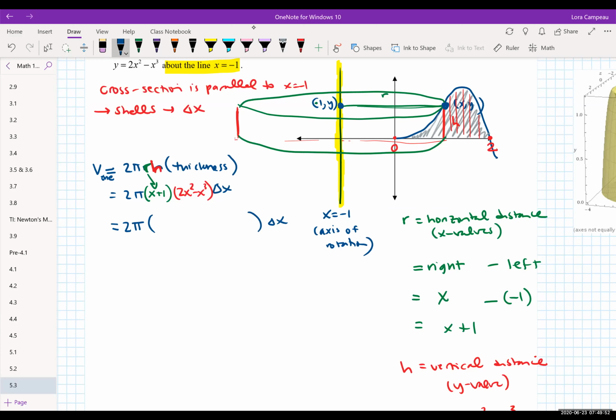We can do x times 2x squared gives us 2x cubed. x times x cubed gives you minus x to the fourth. Then 2x squared times 1 is 2x squared. And then 1 times negative x cubed is negative x cubed. So we're good there. Last thing, I don't think we can really do anything else other than maybe combining the like terms.